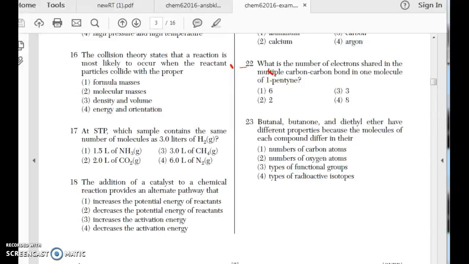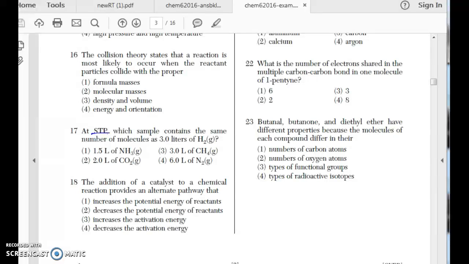16, the collision theory states that a reaction is most likely to occur when the reactant particles collide with the proper energy and orientation. Recall, if you have, let's say, H2, and you have Cl2, and you want to create HCl, these have to hit with the correct orientation and enough energy to break these bonds to cause that to go flying off.